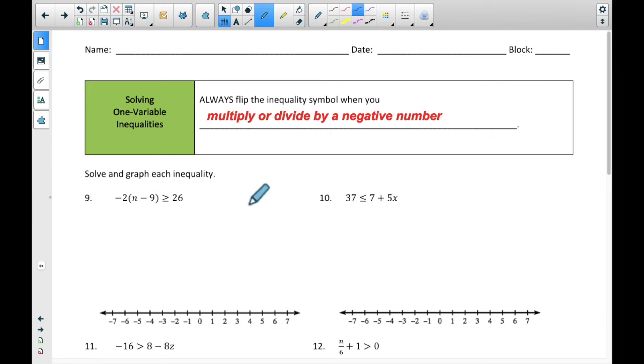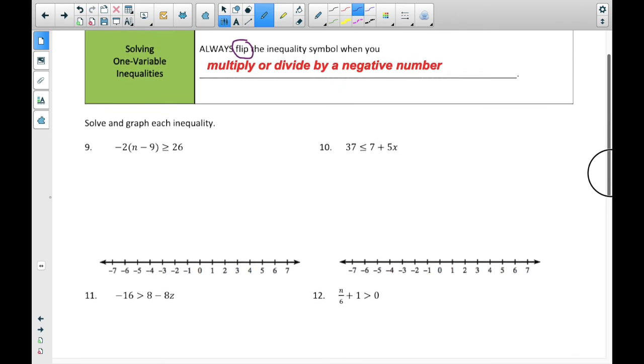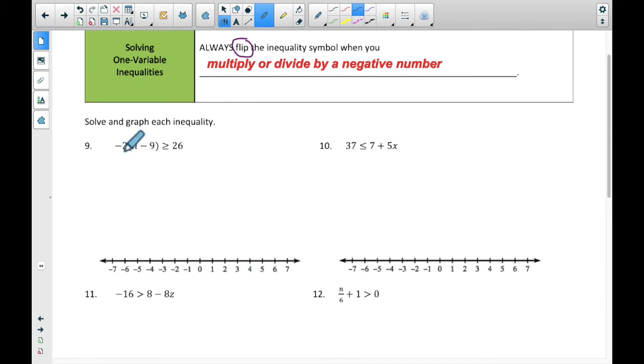When we solve, which we will be solving inequalities, basically it's the same rules as solving an equation. You do the same exact thing as you do with equations. The only new little bit of information is if you multiply or divide by a negative number, you have to flip the inequality symbol. You have to point it the other way. So let's take a look. If I do this, I need to distribute this. It's going to give me a negative 2n. Negative times negative is a positive 18, greater than or equal to 26.